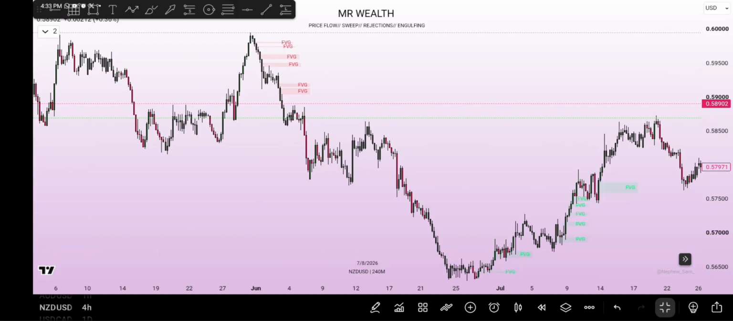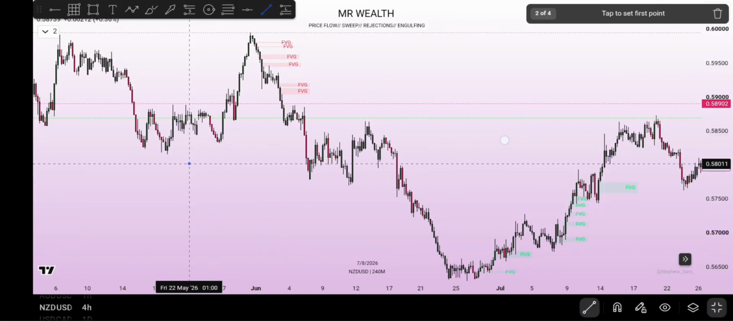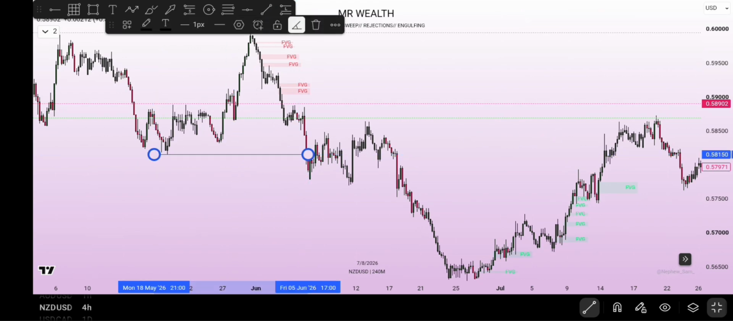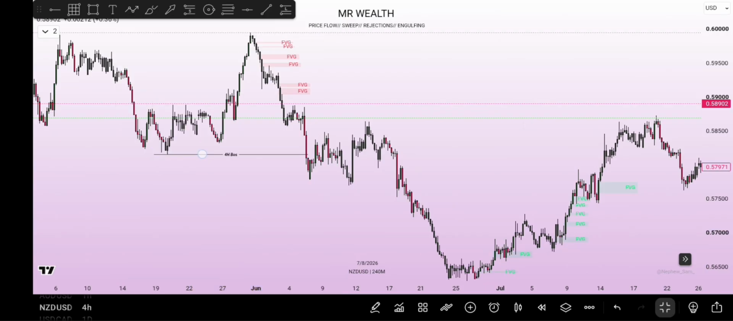So this is NZDUSD. We are going to just take a break. That's a break for our viewers.